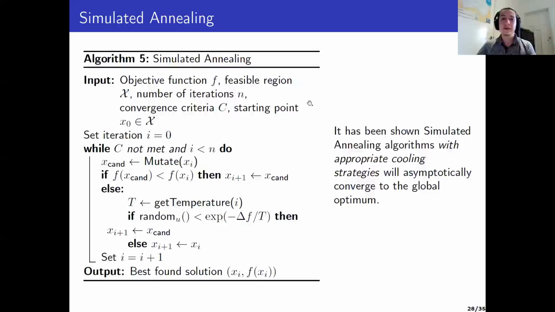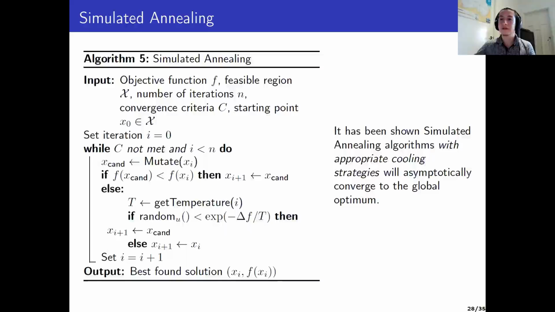So the algorithm is pretty much similar to the hill climbing algorithm. However, the difference is that if the candidate evaluated at the objective function is not better, it is worse than the function evaluated at the iterate, then I get a value for the temperature that depends on the current iterate, and I pick a random value from 0 to 1 from a uniform distribution. And then if this value is lower than the probability that was shown previously, then I pick this candidate. So it has been shown that simulated annealing with appropriate cooling strategies will asymptotically converge to the global optimum.